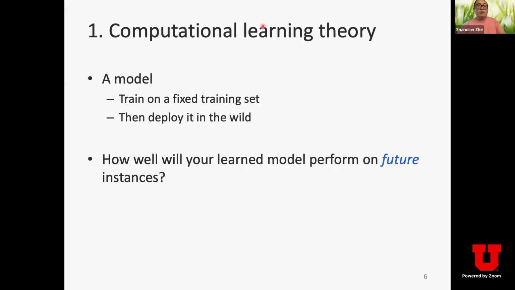So what does computational learning theory care about? Let us consider we have a machine learning model, or machine learning algorithm, whatever. We have trained our model on some fixed training set. Then we want to deploy the model in the wild, which means I might pick any test instance and look at its prediction. Then computational learning theory wants to know how well the learned model performs on future instances. That is called generalization performance.